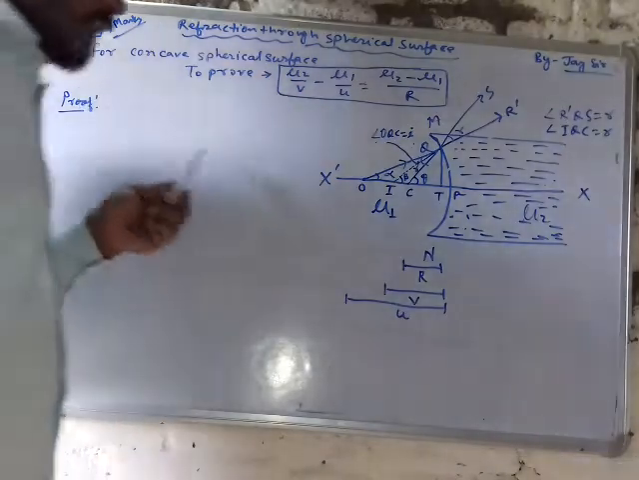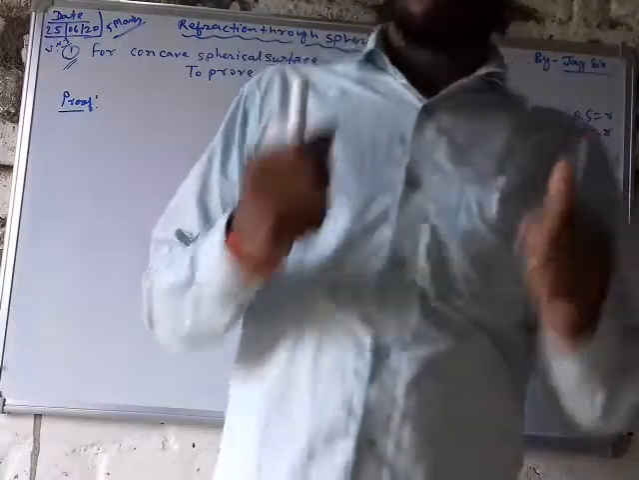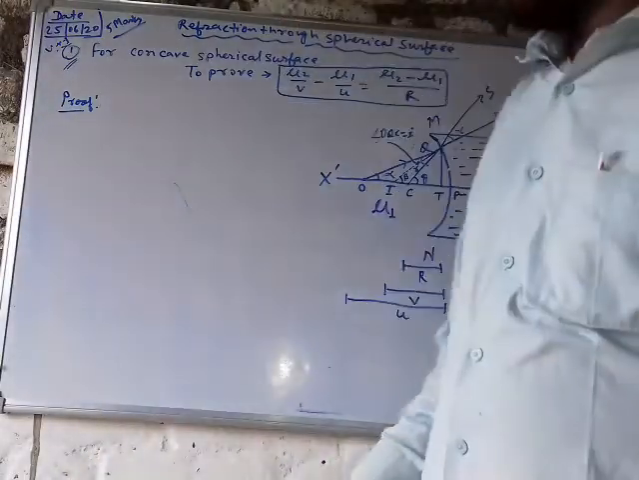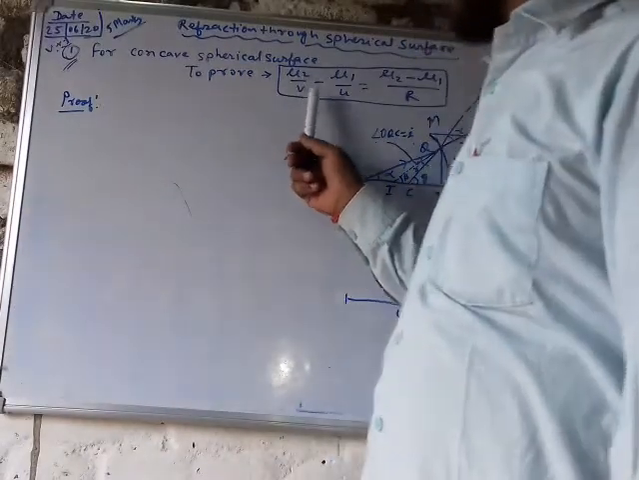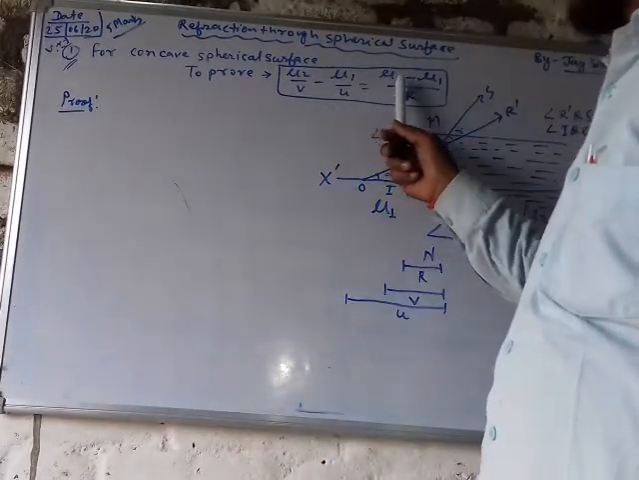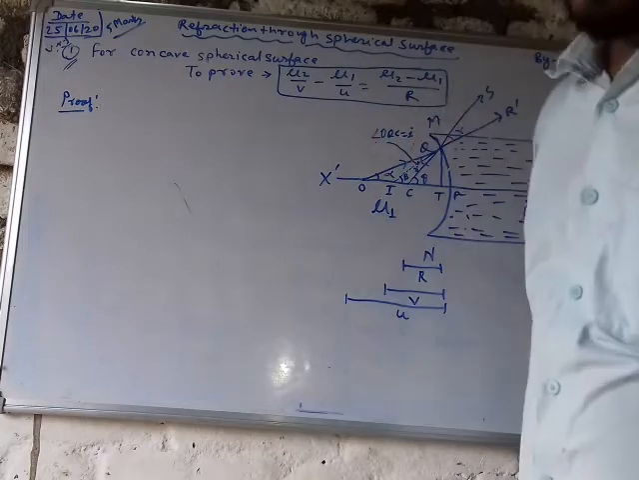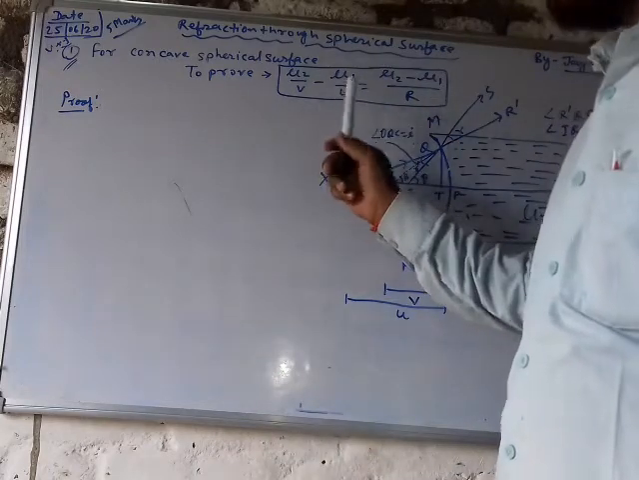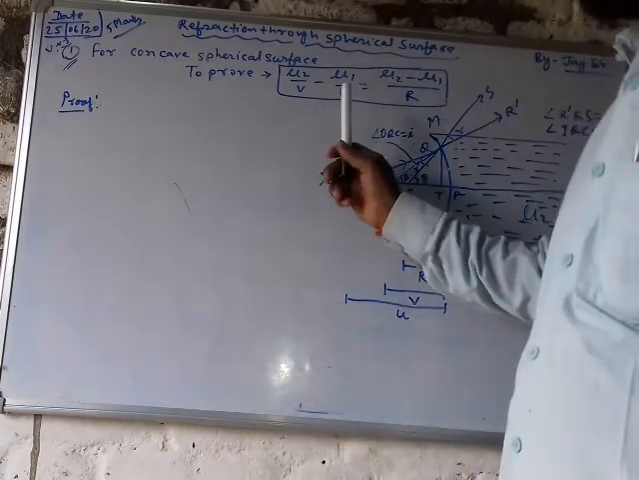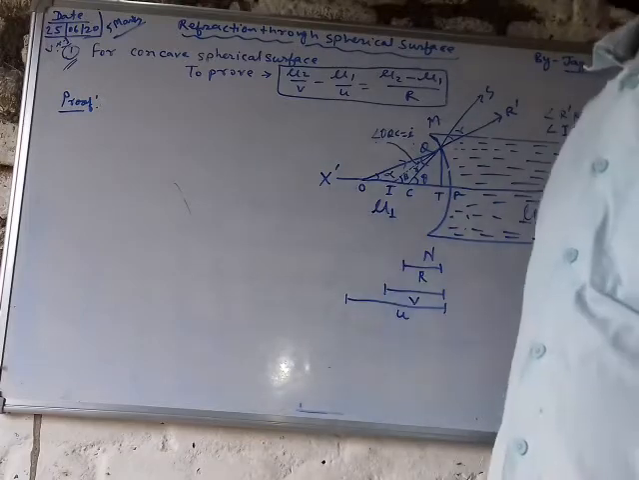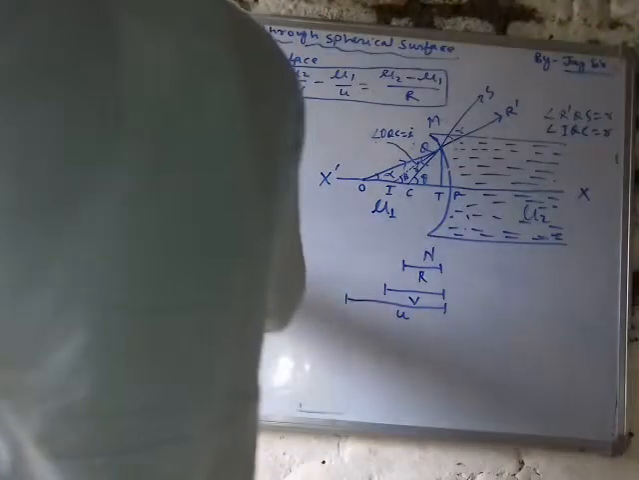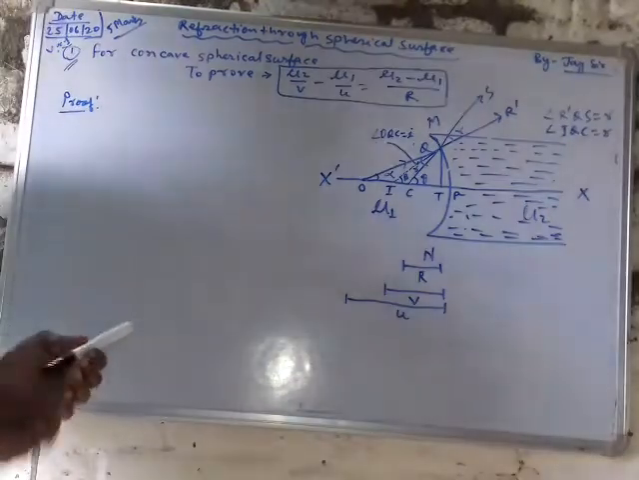In a spherical surface we have to prove mu 2 by v minus mu 1 by u equal to mu 2 minus mu 1 by r. This is the most important question for class 12, and it is very important for class 12 students.